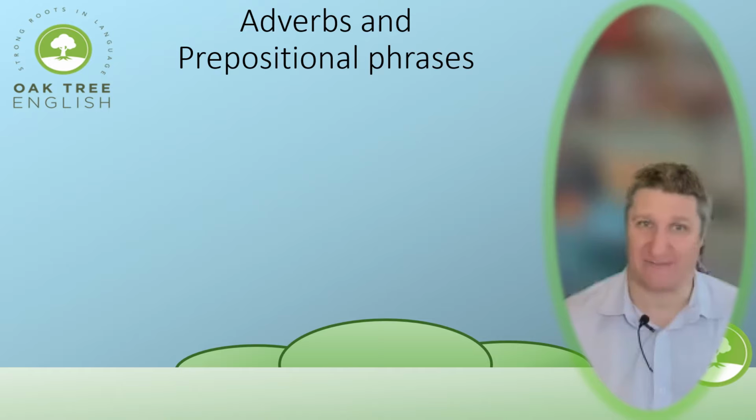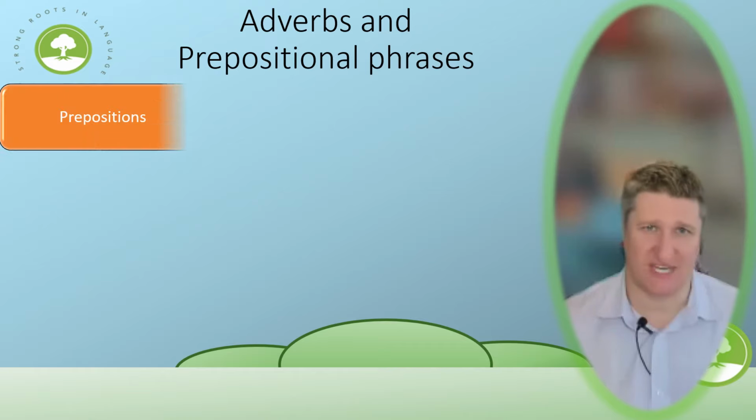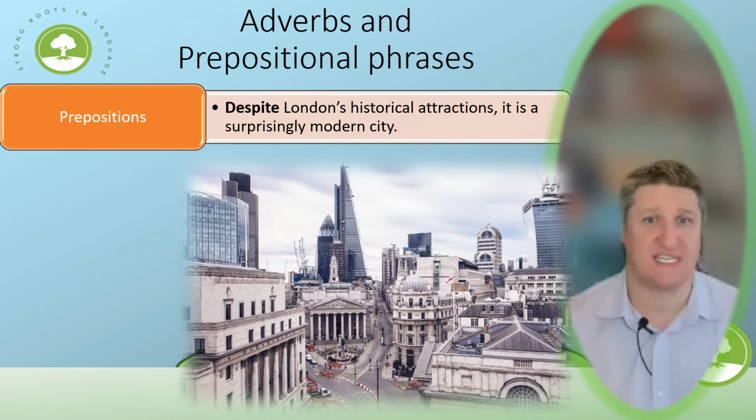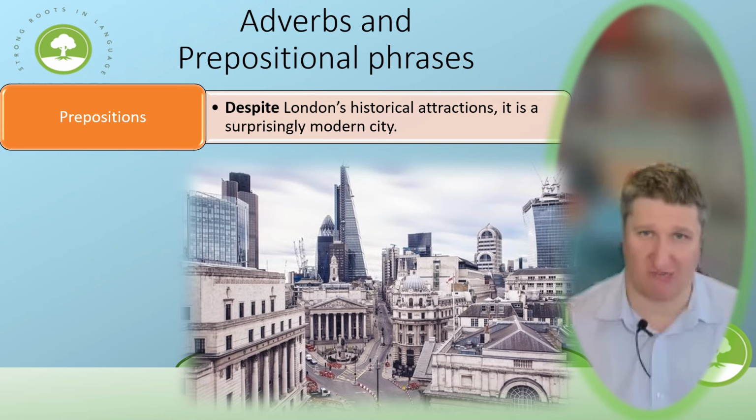Next, we turn to adverbs and prepositions. You will be expected, along with other prepositions, to express concession, that is, using prepositional words and phrases like though, although, in spite of, or despite. For example, although the fire of London was a tragedy, it made the modern city possible. Despite London's historical attractions, it is a surprisingly modern city.